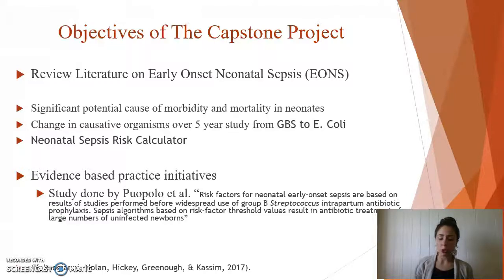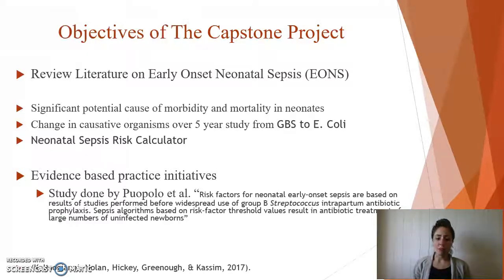We'll go into that a little bit more in just a minute, but in the evidence, they found in a study done by Puopolo et al. that risk factors for neonatal early onset sepsis are based on results of studies performed before this intrapartum antibiotic prophylactic treatment. So they found that the data that is used to develop the current guidelines for treating these babies is old data. It's based on the causative organisms that were different, and it's based on different levels of risk because the baby's risk of being septic from GBS has decreased since this intrapartum treatment of mothers.